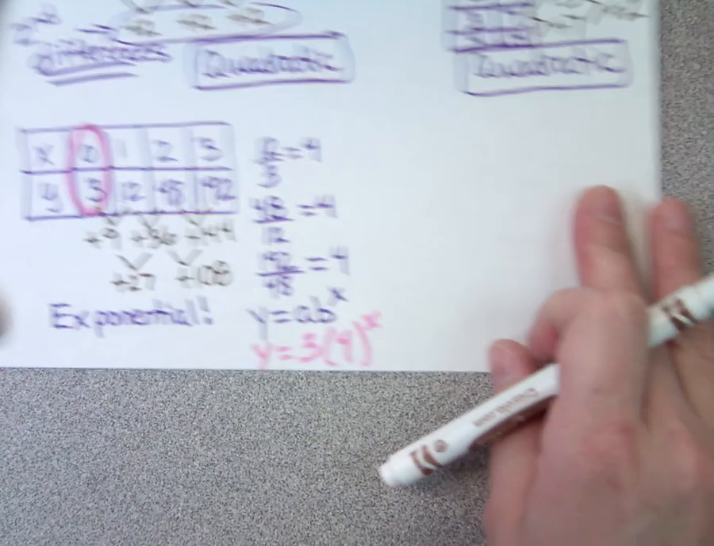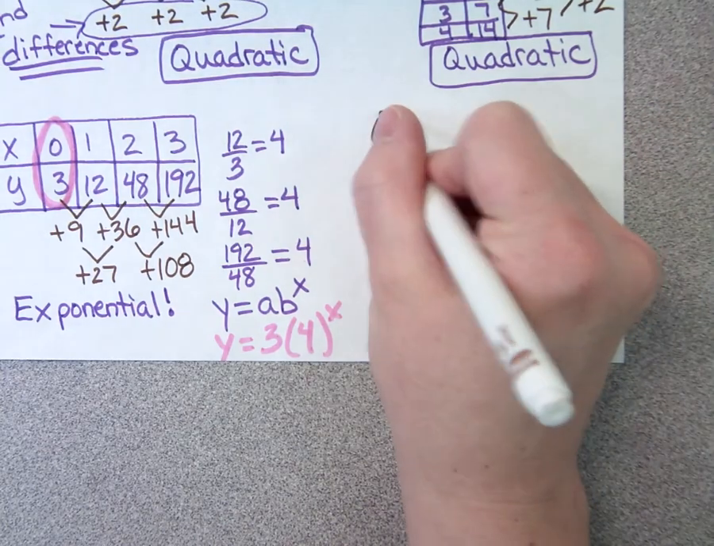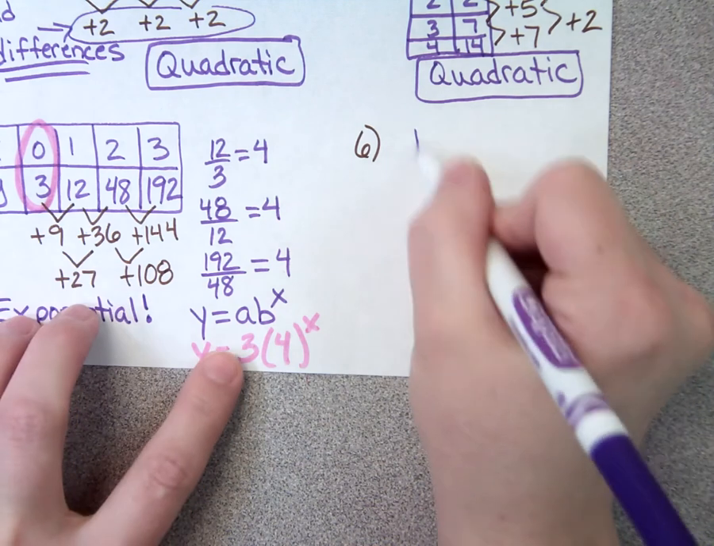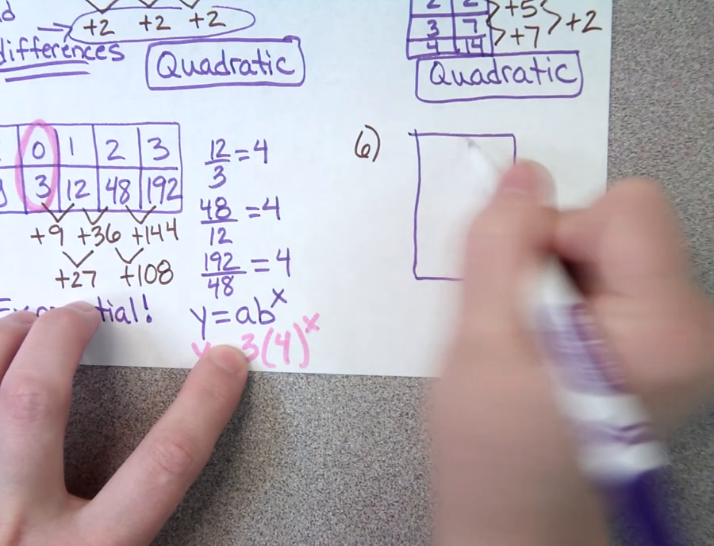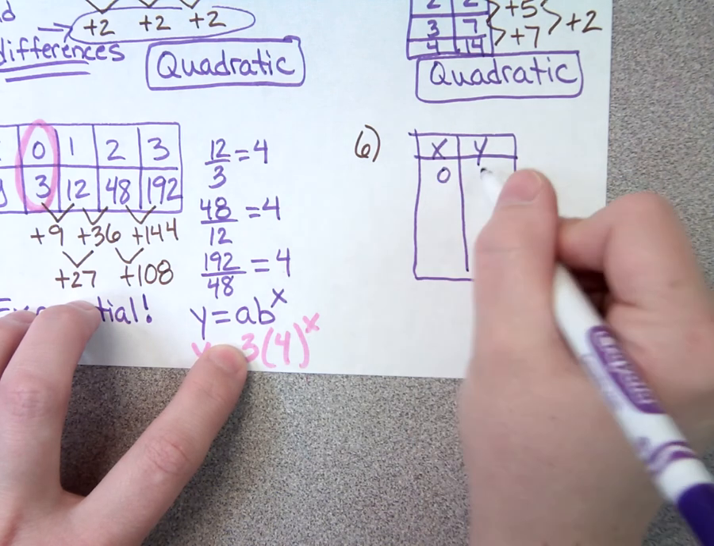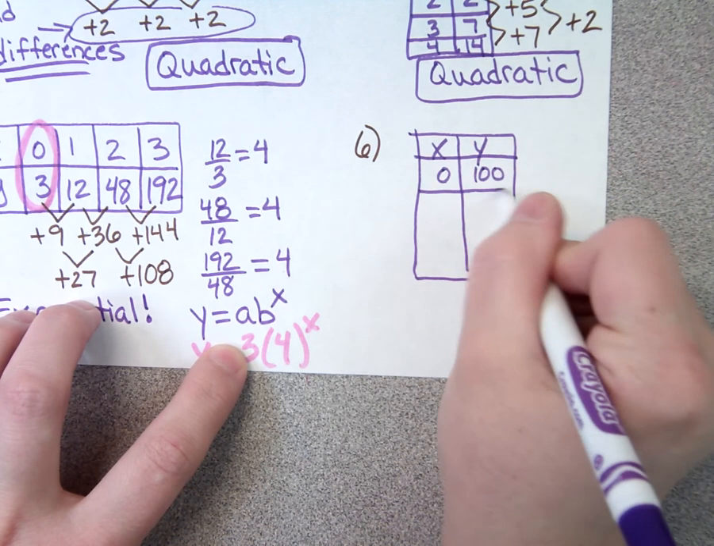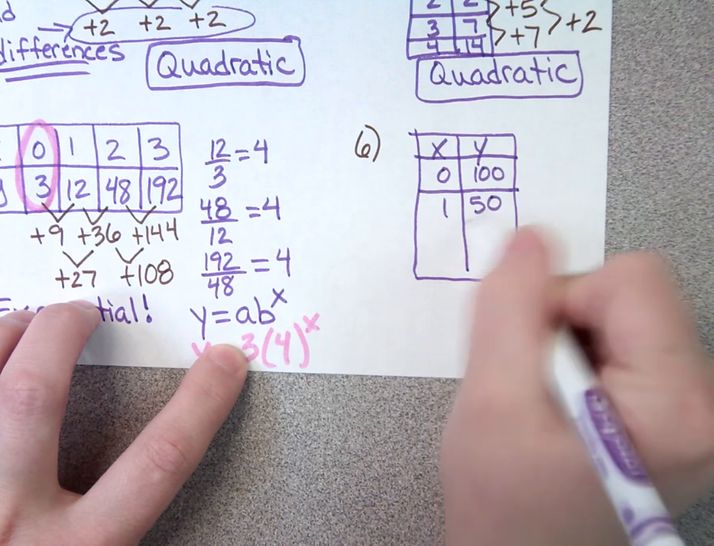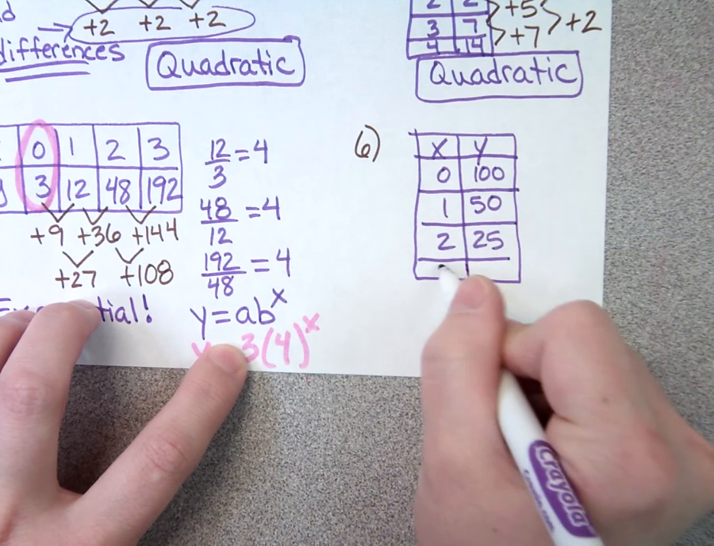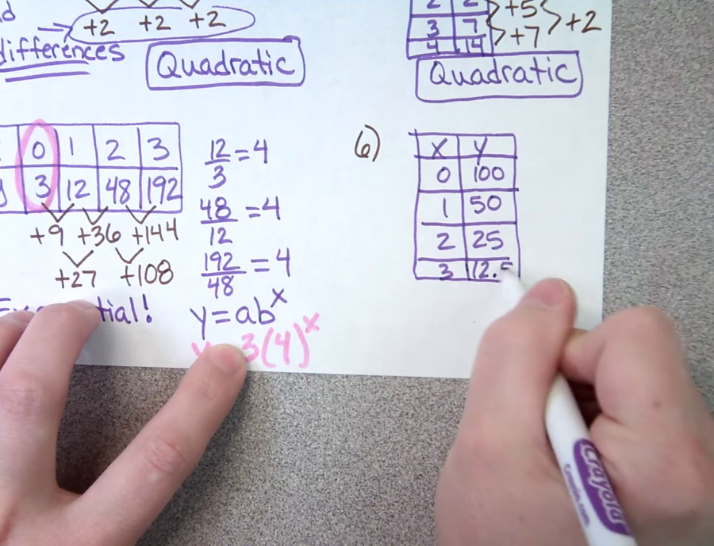Okay, let's try one more. And I'm going to make this one vertical, just to practice that. So x, y: 0, 100; 1, 50; 2, 25; and 3, 12.5.